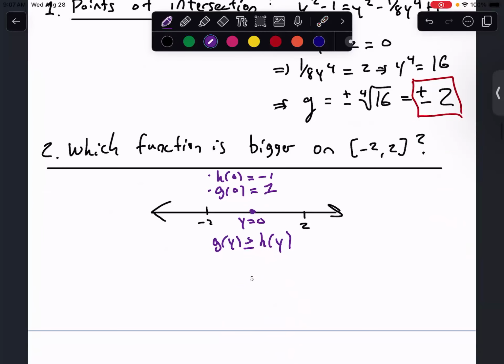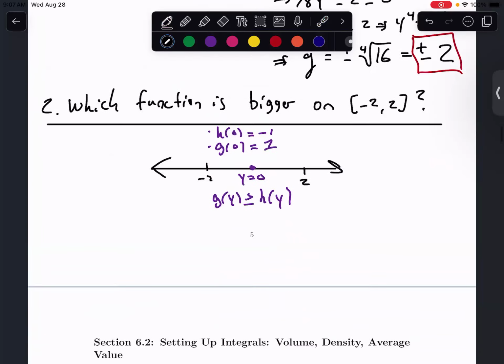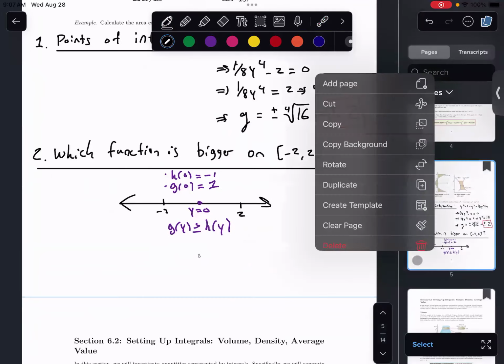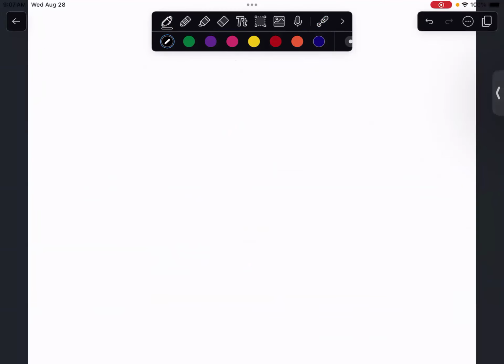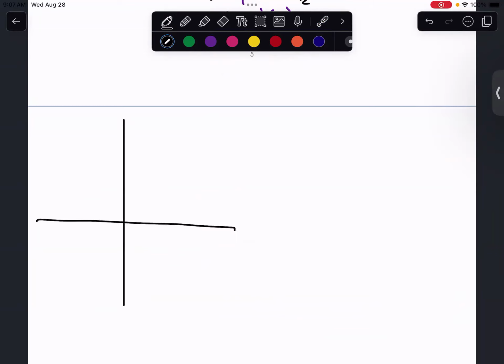Before I compute and set up the integral, I'm going to draw a picture of what this graph actually ends up looking like, just to visualize what we're really up to here. And so this is what the graph ends up looking like for h of y and g of y. So we found that there are 2 points of intersection at y = 2 and y = -2.